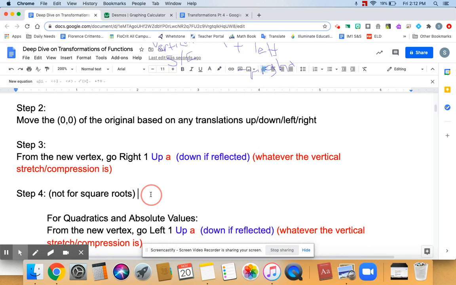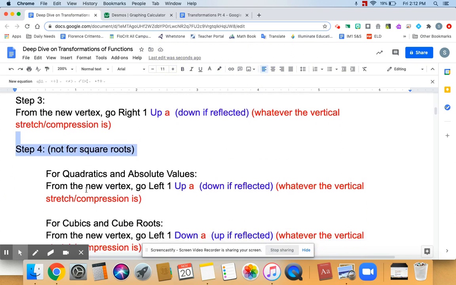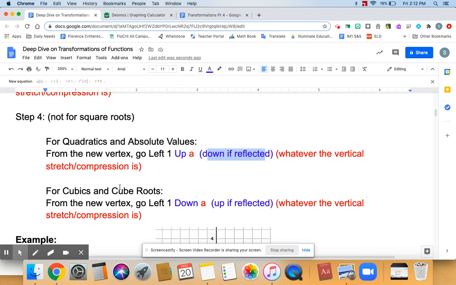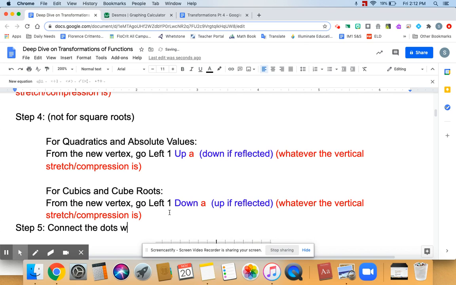Step 4 is not for the square roots, because there isn't a third point for them. But for the absolute values and quadratics, from the vertex, you're going to go left and up the a amount, but down if it's reflected. And then for cubics and cube roots, you're going to go left and down, or up if it's reflected, whatever that a amount is. And step 5, once you're done with all of this, is to connect the dots with the correct parent function shape.